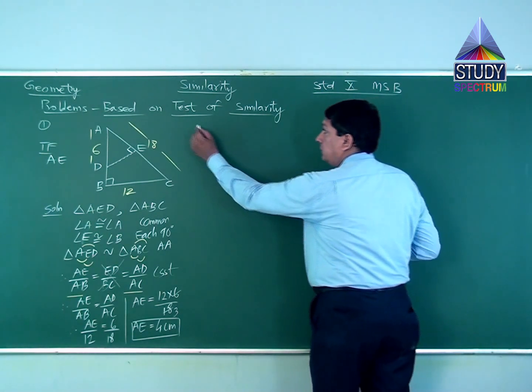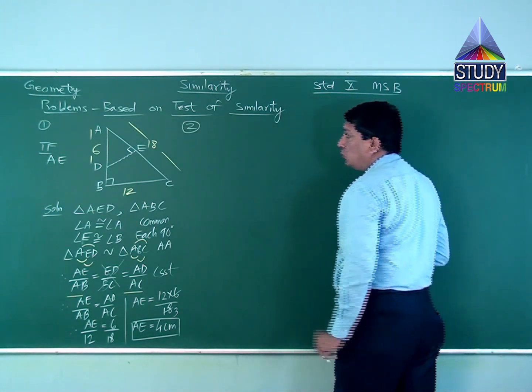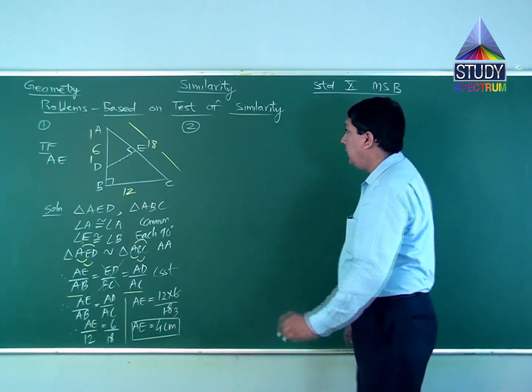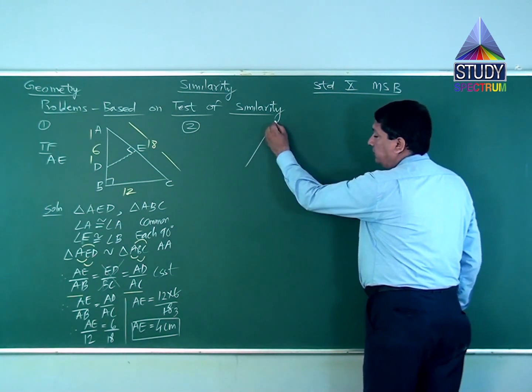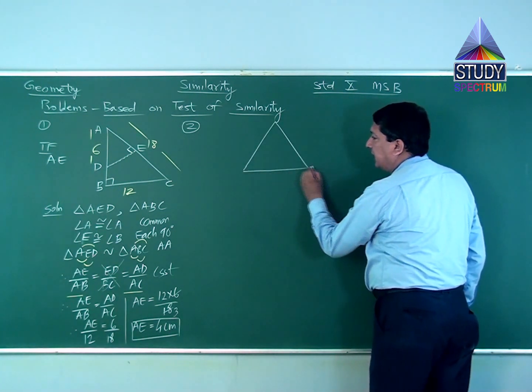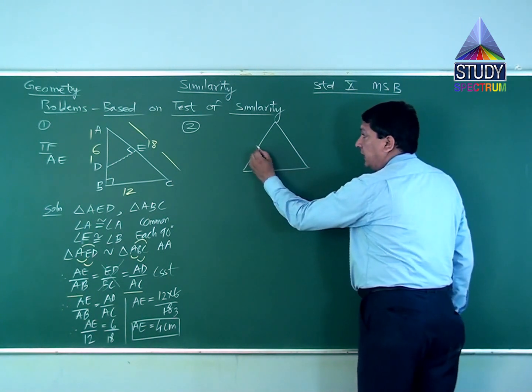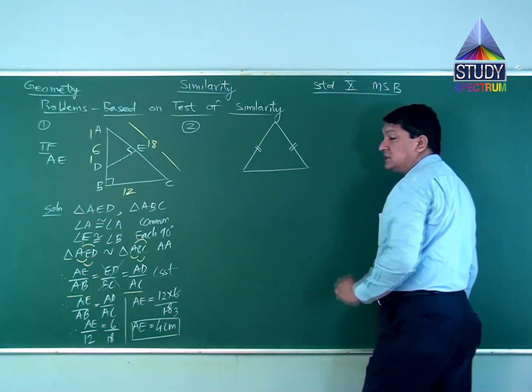We'll take one more sum. Again, this sum will be based on test for similarity. In this, I am taking one triangle, and this triangle is an isosceles triangle. Isosceles means adjacent sides are equal.